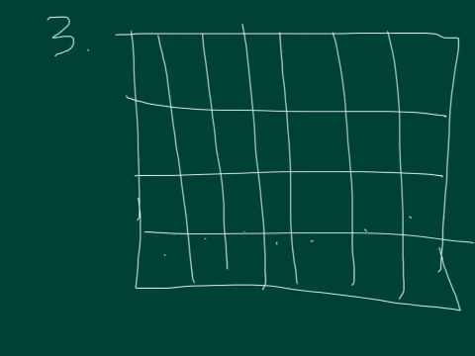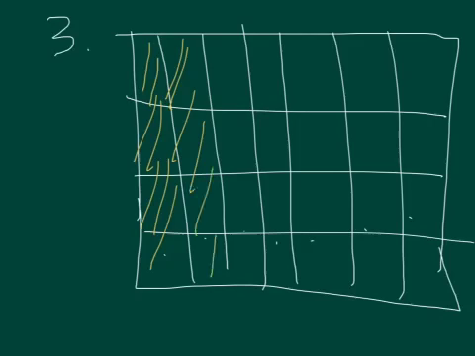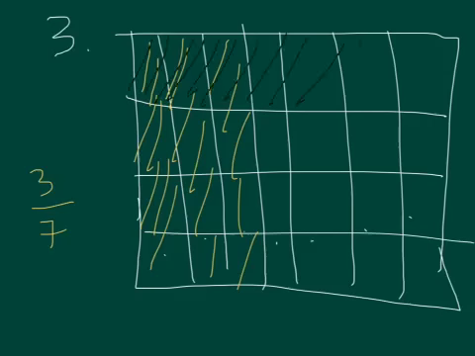So I'm going to shade in the first part, like so. And what I just shaded was actually 3 out of 7. Then I'm going to change my colors again and shade in my tops. And the black is obviously 1 out of 4.